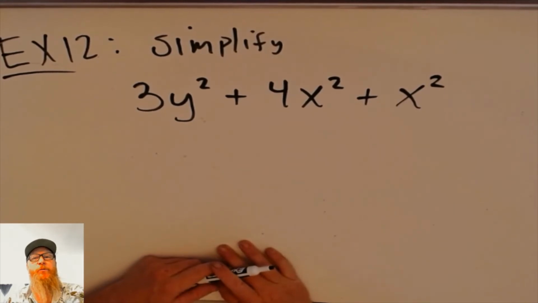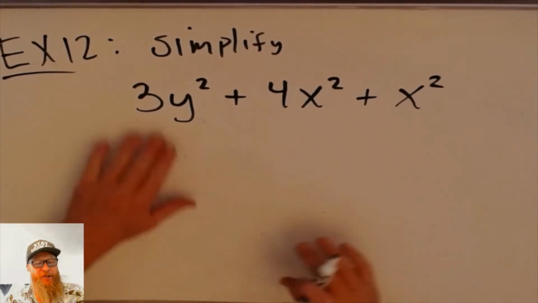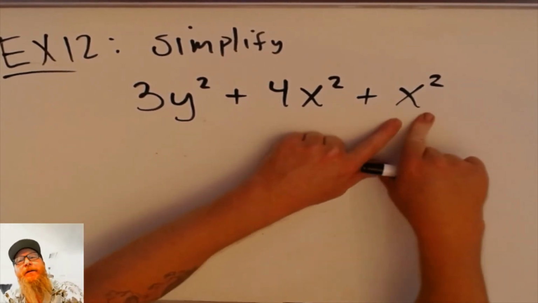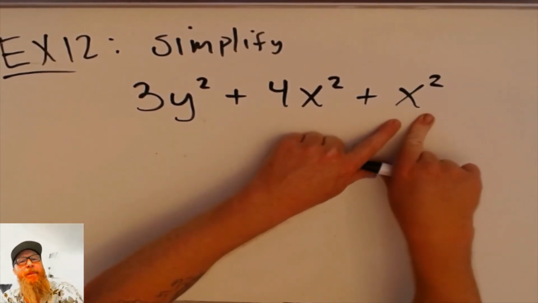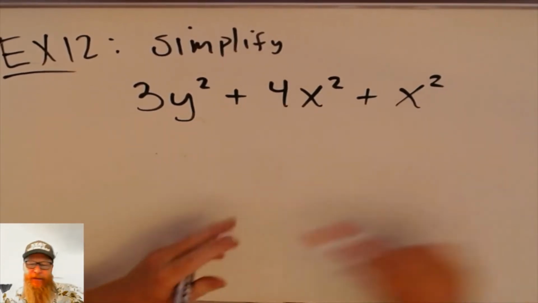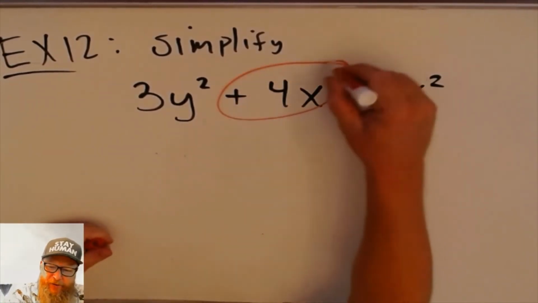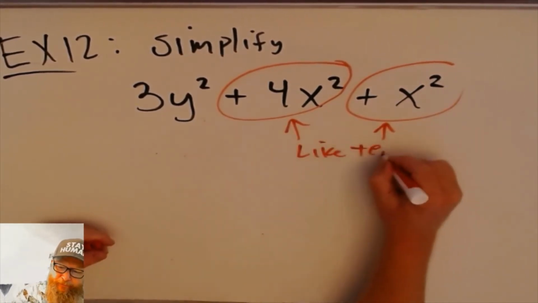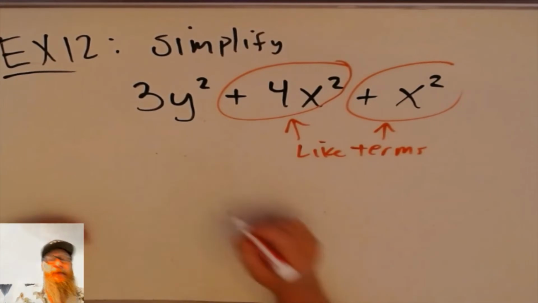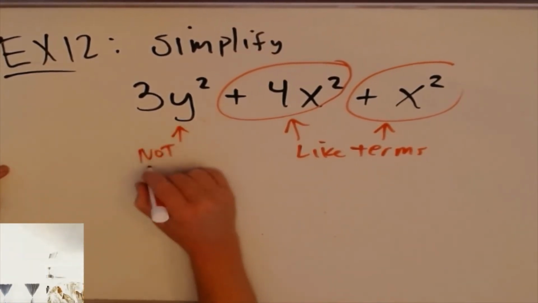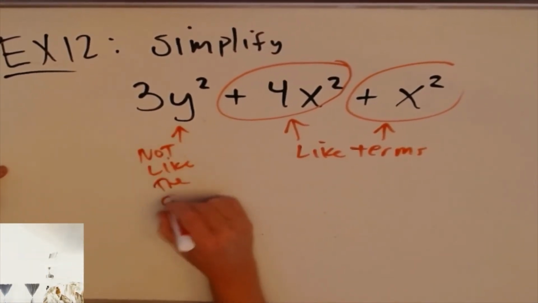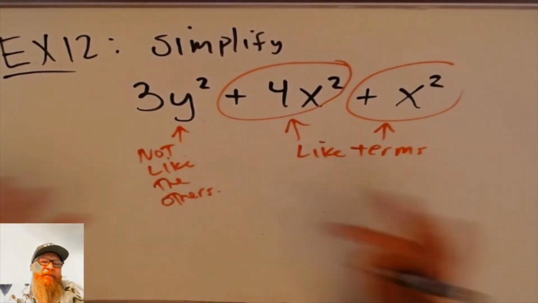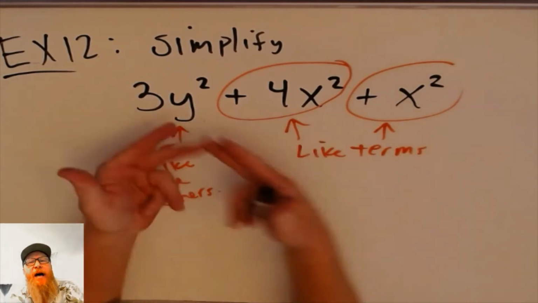Simplify 3y squared plus 4x squared plus x squared. All right. These are the like terms. This one's not like. It doesn't have any other like terms. There are no other y's. It's not the same variable.